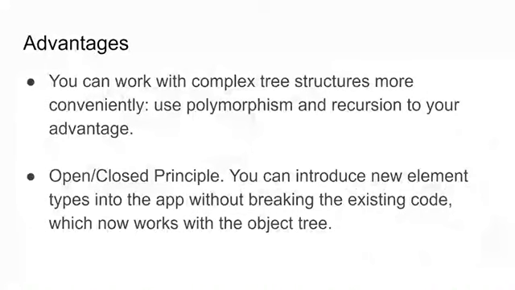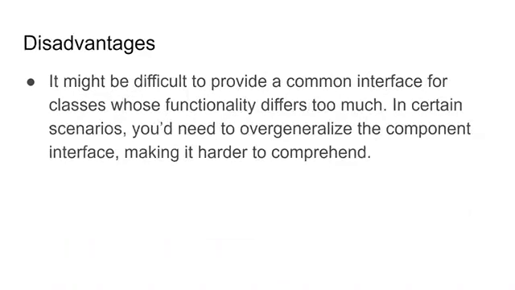Advantage: you can work with complex tree structures more conveniently. Use polymorphism and recursion to your advantage. The second advantage is like the open/closed principle. You can introduce new element types into the app without breaking the existing code, which now works with the object tree. And here are the disadvantages.